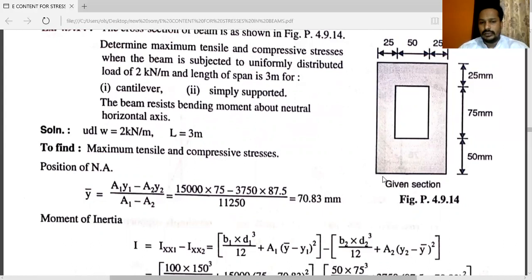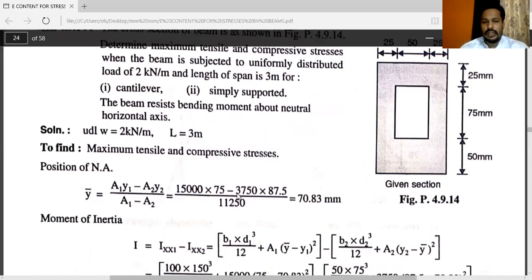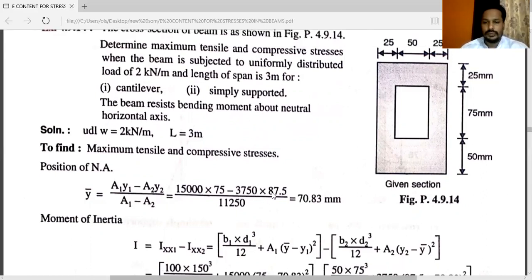So according to this, for the first rectangle, you can see the area, that is 15,000, because it's 100 into depth 150. So 15,000 into the total height is 150. So Y1 is 75, minus area 2, that is 75 into 50, that is 3,750 into Y2, that is 50 plus 75 divided by 2, that is 87.5. Here we have A1 minus A2, you will get Y bar, that is 70.83 mm.